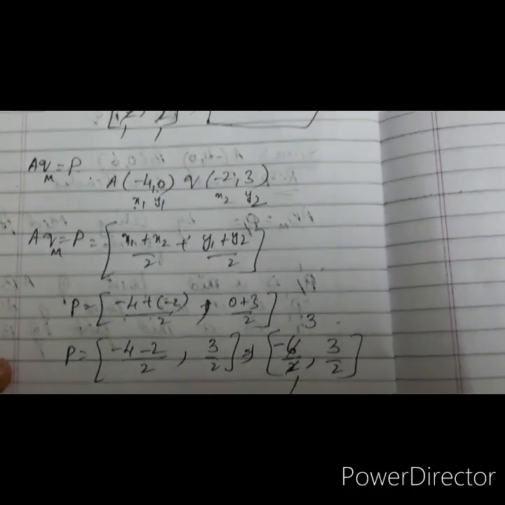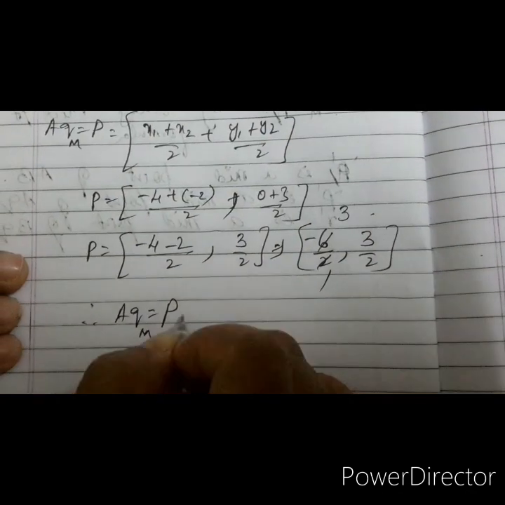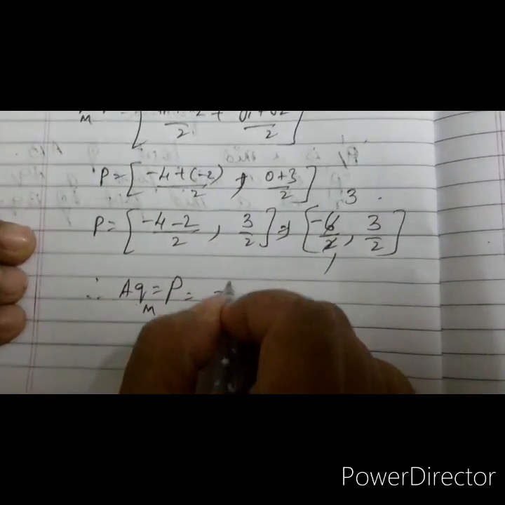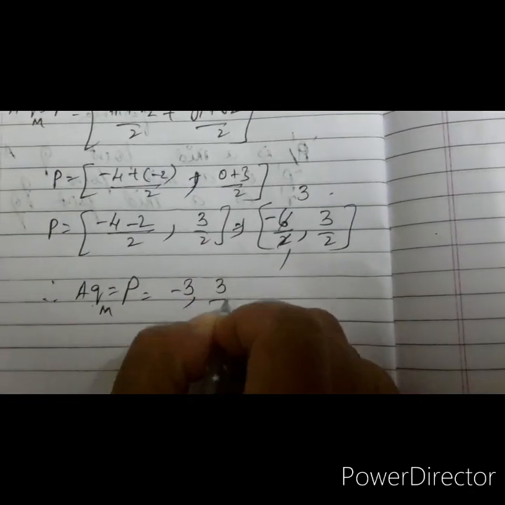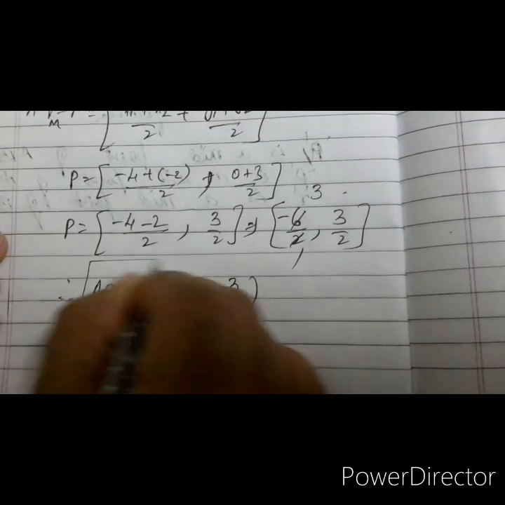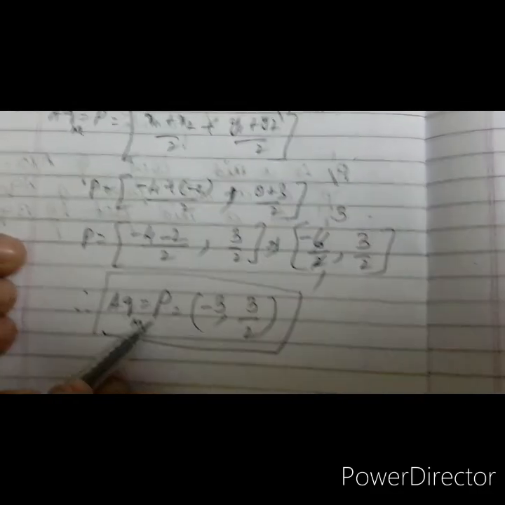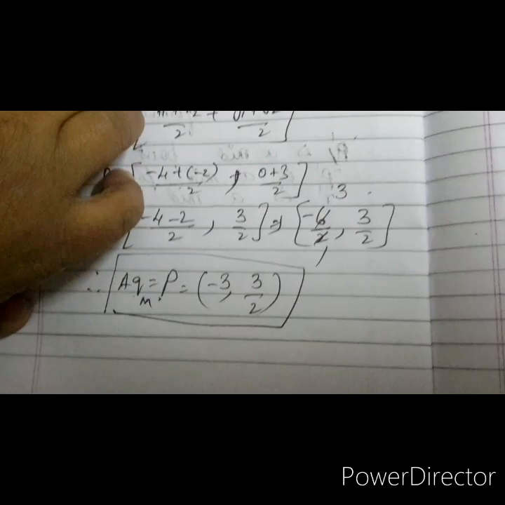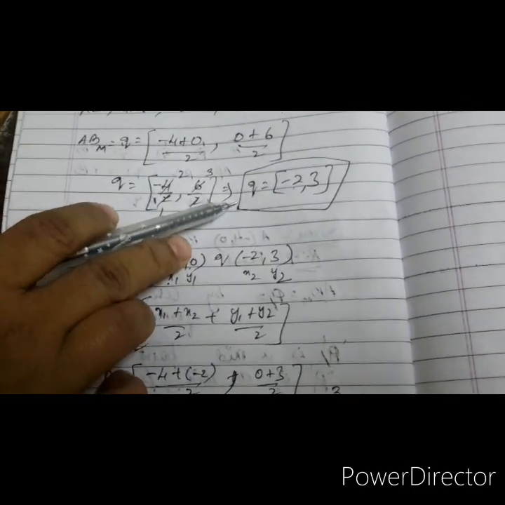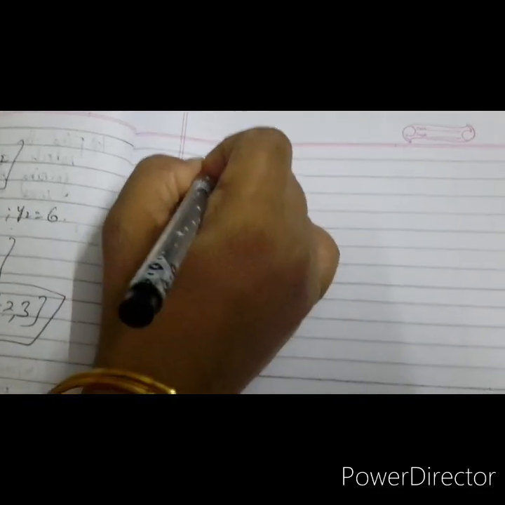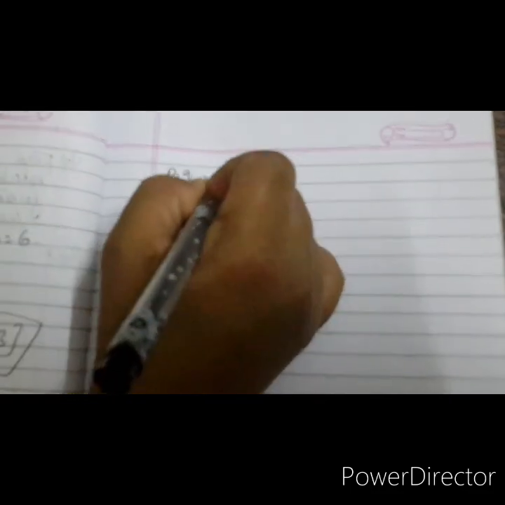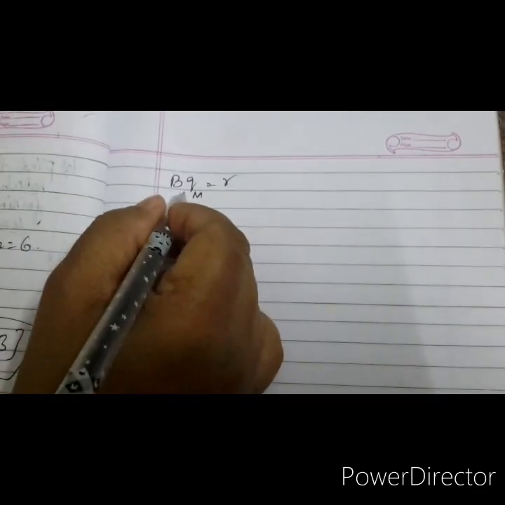Therefore, P is the midpoint of AQ. The point is (-3, 3/2). We got P, the midpoint. We got Q midpoint. Now we are going to find R. R is the midpoint of BQ.